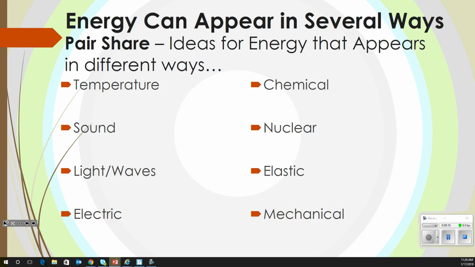Okay, so I want you to pair share for the next 5 minutes. I want you to have at least 2 things under each of these that you can tell me as a potential and kinetic, something that would work here. Okay, I gave you 3 and you can figure out where they go, but I want you to pair share.